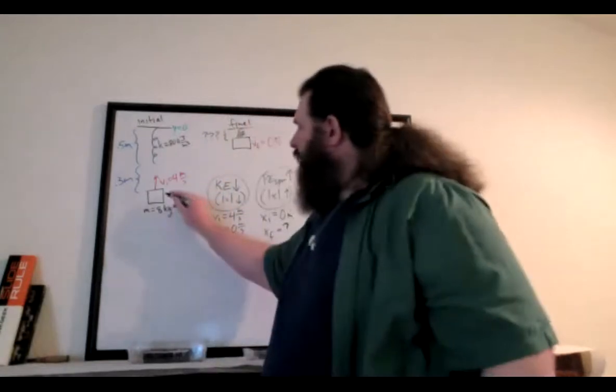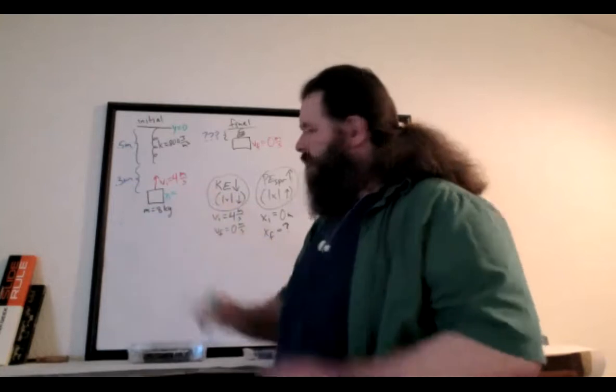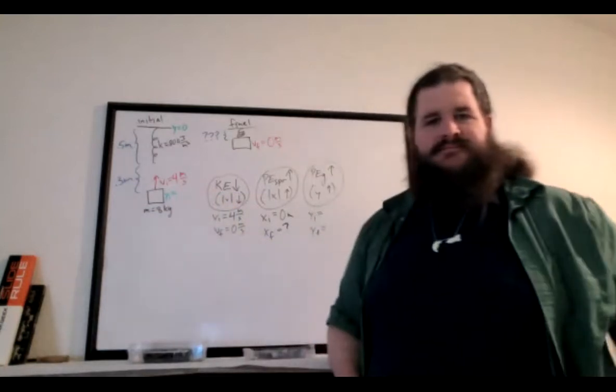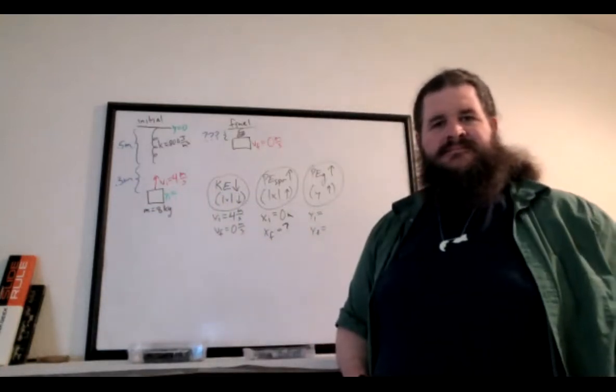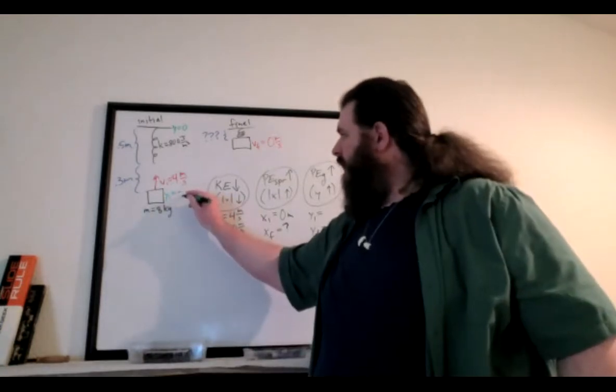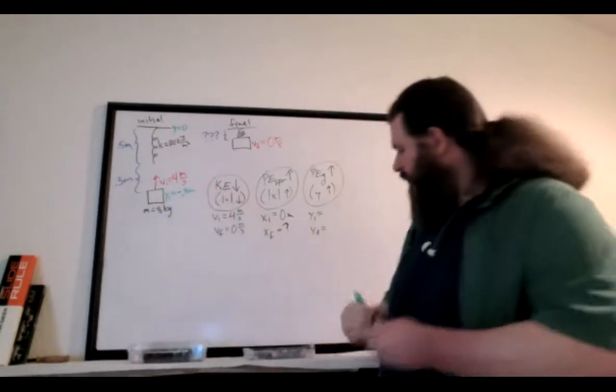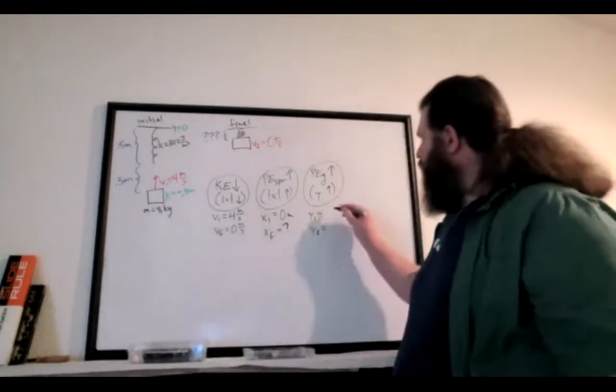So what would be y initial? What's the starting height? That'd be negative 0.8. Yeah. You start off at negative 0.8 meters. That is 0.8 meters below the ceiling. So that's our y initial.